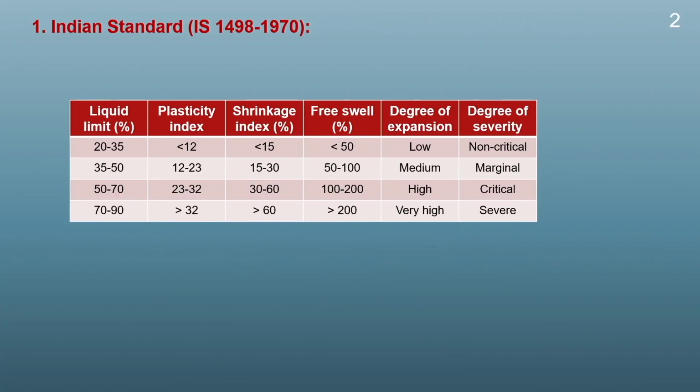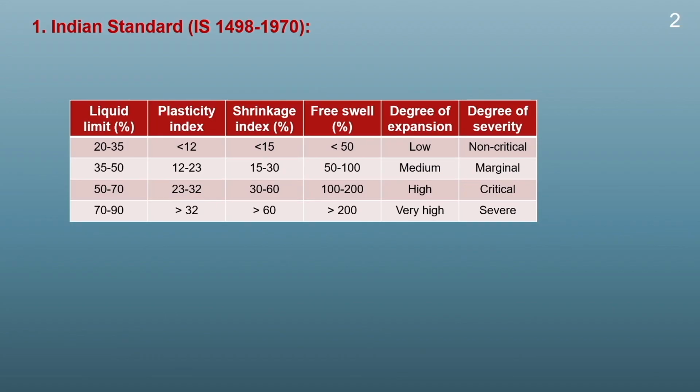The first method is Indian standard. Indian standard is one of the very few standards which actually talks about the classification of expansive soil behavior. This standard mostly classifies the soils based on its liquid limit, plasticity index, shrinkage index and free swell. In this, free swell means the differential free swell index, which we have already learned how to determine.